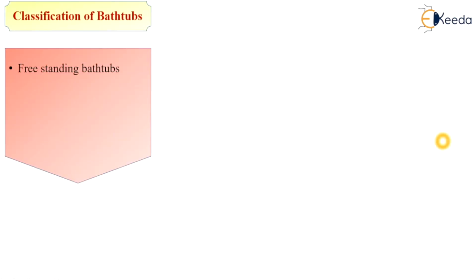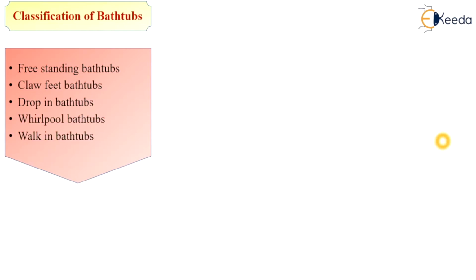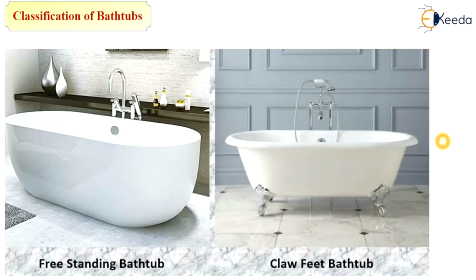Again, the classification of bathtubs is divided into different types: freestanding bathtub, claw-feet bathtub, drop-in bathtub, whirlpool bathtub, and walk-in bathtub. So there are different types, as we have seen in the market. This is the freestanding bathtub. As you can see, it stands freely on any floor, and it can be movable. So we can move it and place it anywhere.